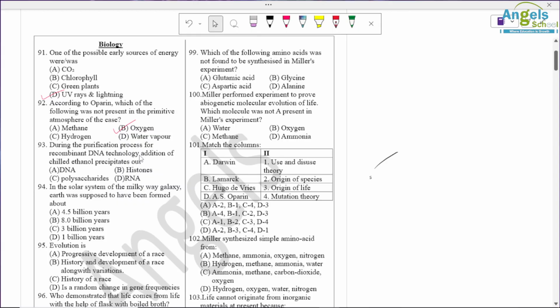During the purification process for recombinant DNA technology, ice-chilled ethanol is added to precipitate out DNA. So option 1 is correct.